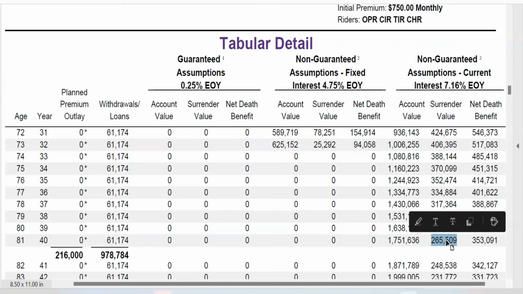So, guys, this is how you are able to use our 7702 strategy in order to set up a tax-free supplementary retirement income.